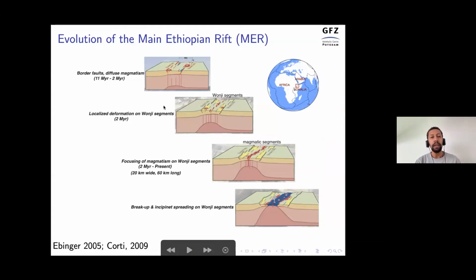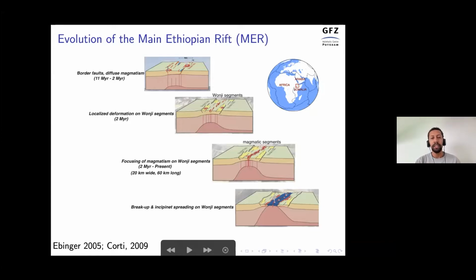So here rifting started at 11 million years ago. And at that time, we have diffuse deformation. Most of the deformation is accommodated by border faults and diffuse magmatism. And then since 6 million years ago, we have migration of deformation from the border faults to the rift floor faults. And now we have localization of deformation in what we call magmatic segments, which are 20 kilometer wide and 60 kilometer long magmatic segments. And these are active sites of deformation.